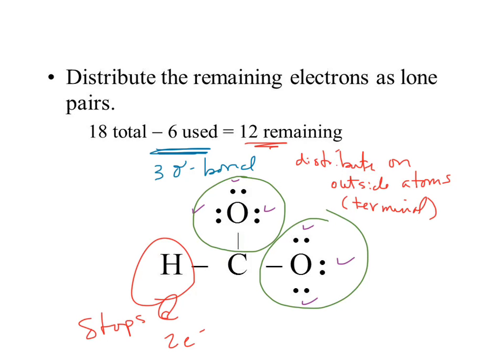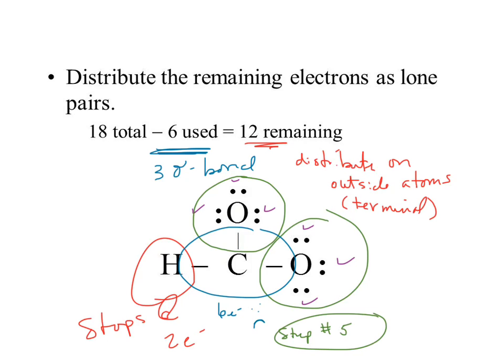Does carbon have a complete octet yet? No. It only has 6 electrons, right? So it's not done yet. Step number 5 in tomorrow's exercises is, if your middle atom, which is carbon, does not have a complete octet, then you have to swing a pair of lone pair electrons in from one of those terminal atoms, and convert those into a pi bond.